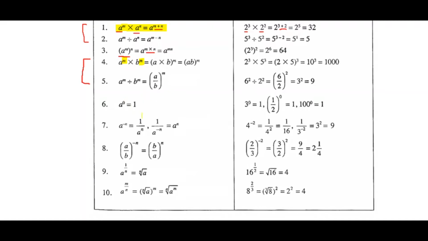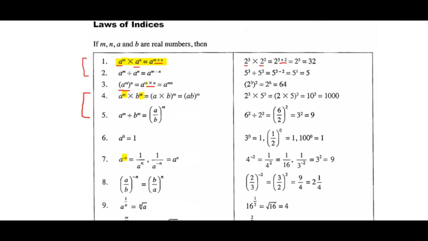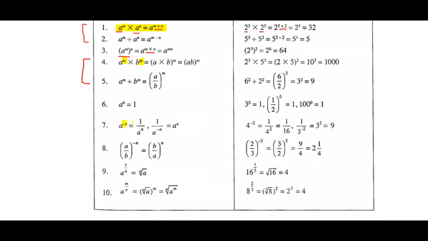Okay, rule 7 basically states that if you have a negative n, as you can see here, instead of having positive indexes or positive powers like previously, here the power or index is negative. So what do you do about the negative? The negative is actually the same as 1 over, the inverse of the original, which is a to the power of n. Inverse just means 1 over.